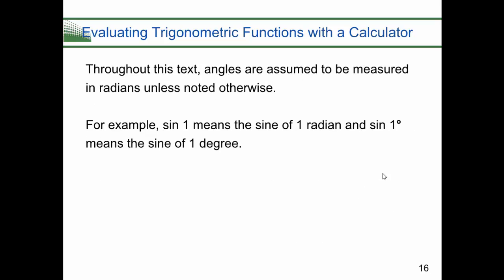Throughout this text, angles are assumed to be measured in radians unless there is a degree sign. So sine of 1 means that you're taking the sine of 1 radian. Sine of 1 degree means that you're taking the sine of 1 degree. This is very important because the two different things will give you completely different answers.